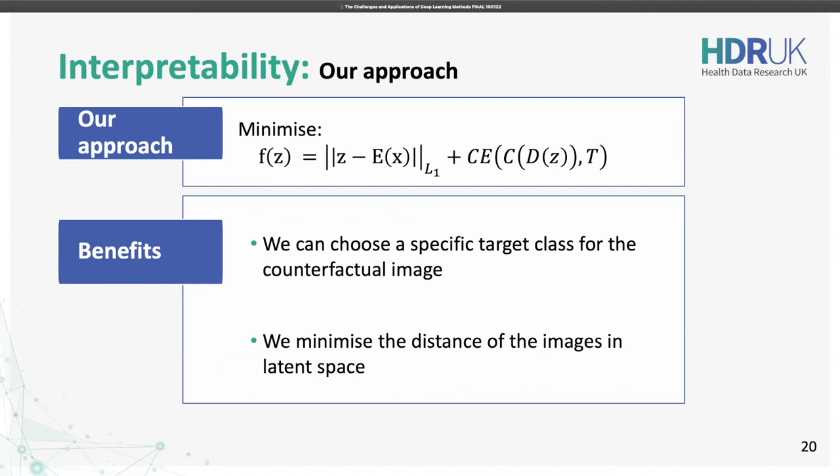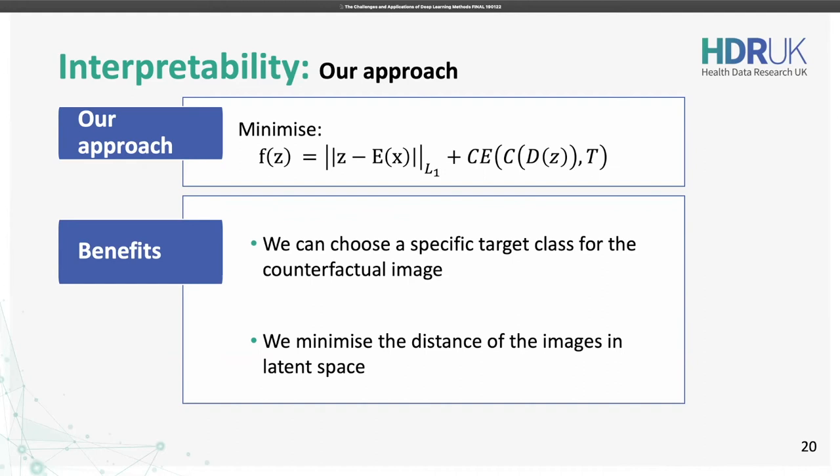The second modification is in the second term, where we consider a cross entropy loss between the output of the classifier on the reconstructed image and a certain target class. So in this way, we are able to choose a specific target class for the counterfactual image, while in the previous approach, we would only be able to decrease or increase the probability of a certain class.